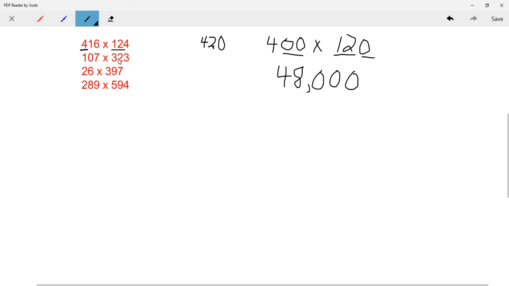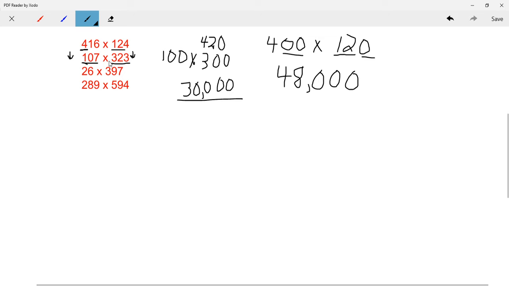Now, for this one, these are not very compatible numbers, so I would do 100 times 323 times 300, and that would be 1 times 3 is 3, and then I'm going to add 4 zeros for the 4 zeros, and that's going to be an estimate of 30,000. Now, one thing I do want to point out is that since we are rounding both of these numbers down, we know that this estimate is actually lower than the actual answer.